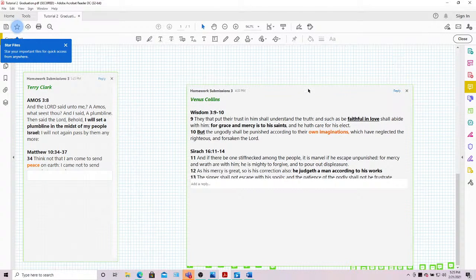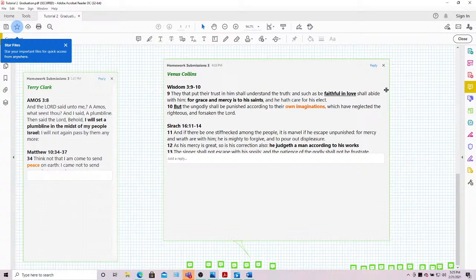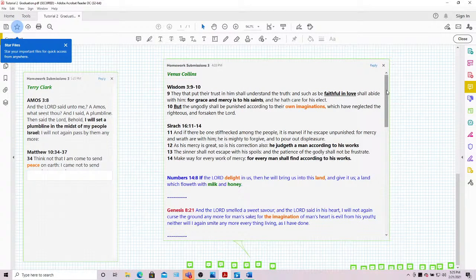All right. So the next one is going to be Sister Collins. And she started off with Wisdom of Solomon, chapter 3, verse 9. They that put their trust in him shall understand the truth, and such as be faithful in love. So keeping the Most High's commandments, and if you ever want to see what love is, you just go to 1 John chapter 5 verse 3, and it'll let you know that love is the keeping of his commandments, and none of them are grievous. So, and such as be faithful in love shall abide with him, for grace and mercy is to his saints, and just the saints only, and he has care for his elect.